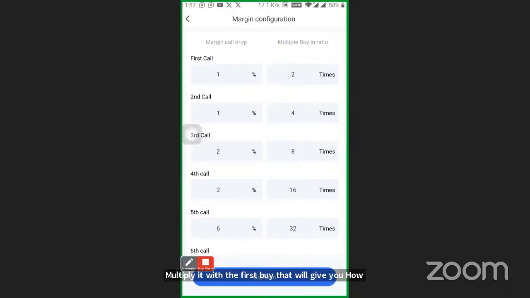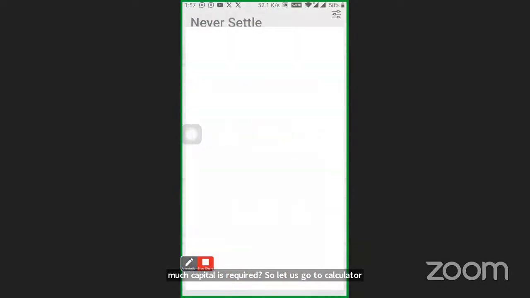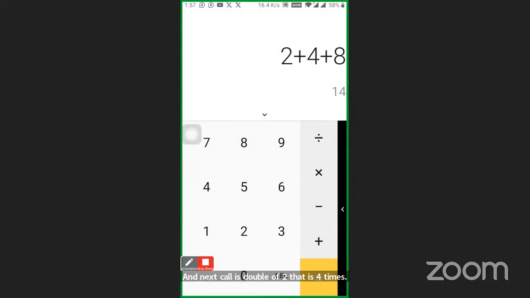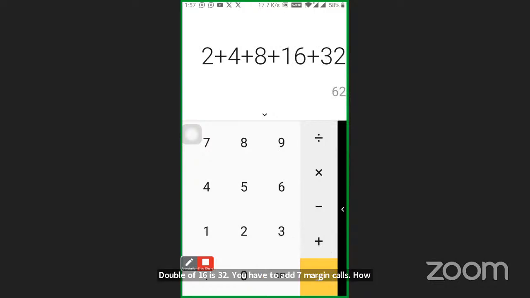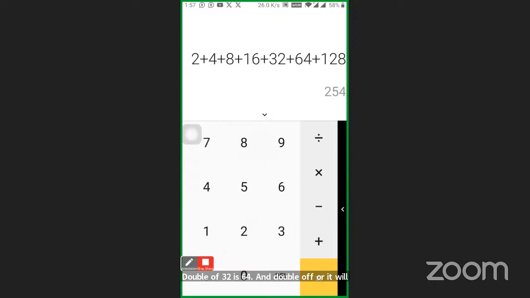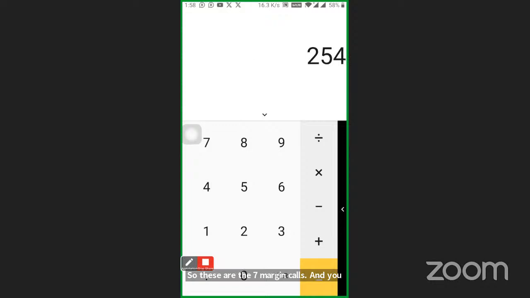So let us go to the calculator now, and let us start calculating. I add up all the margin calls. The first call is 2 times, and the next call is double of 2, that is 4 times. Double of 4 is 8 times, double of 8 is 16, double of 16 is 32. You have to add 7 margin calls. How many are there? 1, 2, 3, 4, 5. You have to have 7 margin calls, so add up 2 times more. Double of 32 is 64, and double of 64, it will buy 128 times in the 7th call. So these are the 7 margin calls, and you see here the total comes to 254.